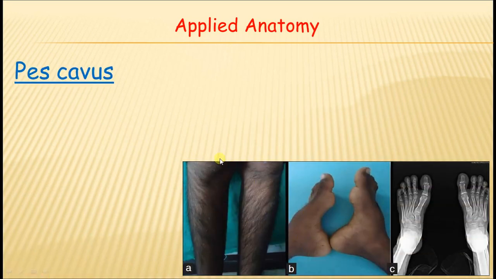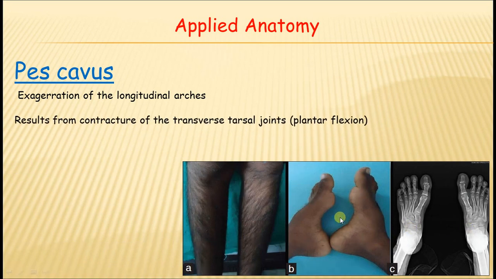Pes cavus is a highly arched foot. The opposite of pes planus, flat foot, is pes cavus, an exaggeration of the longitudinal arch, and there is always plantar flexion at the transverse tarsal joints. The common causes for pes cavus are association with spina bifida and poliomyelitis.